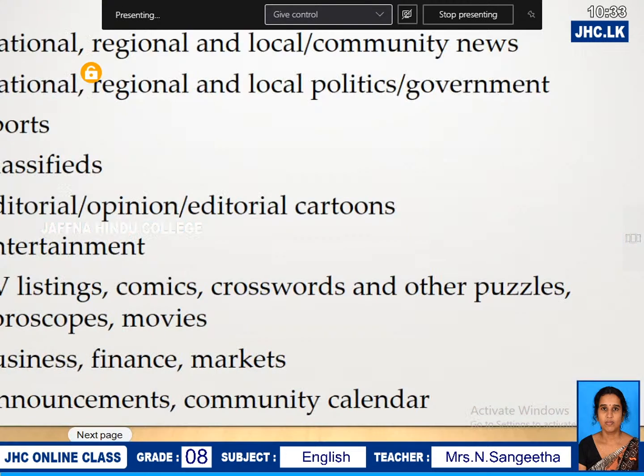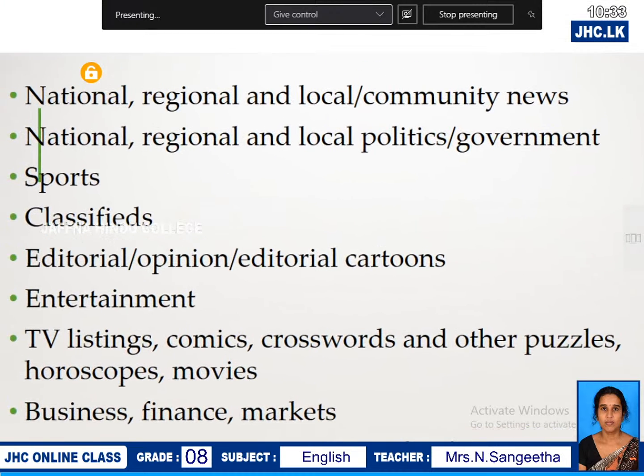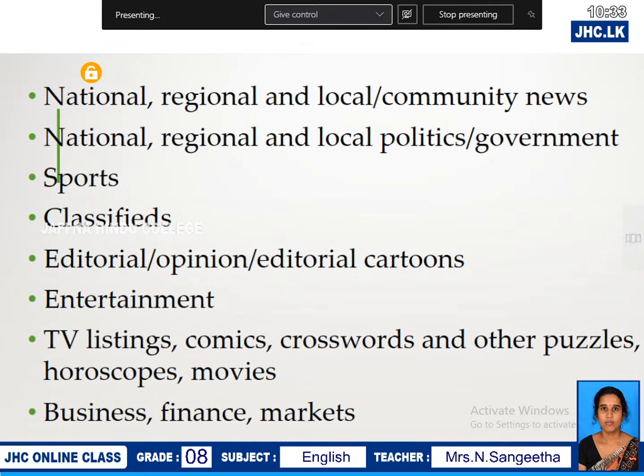Right. Then go to the next activity. Before that, do you read newspapers every day? வாசிக்கிறீங்களா newspapers? It's important to read newspapers every day. ஒவ்வொரு நாளும் newspaper வாசிக்க வேணும்.